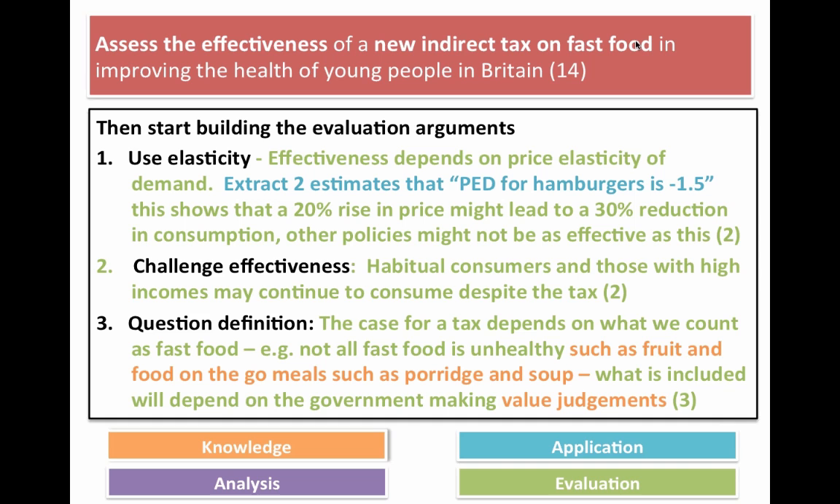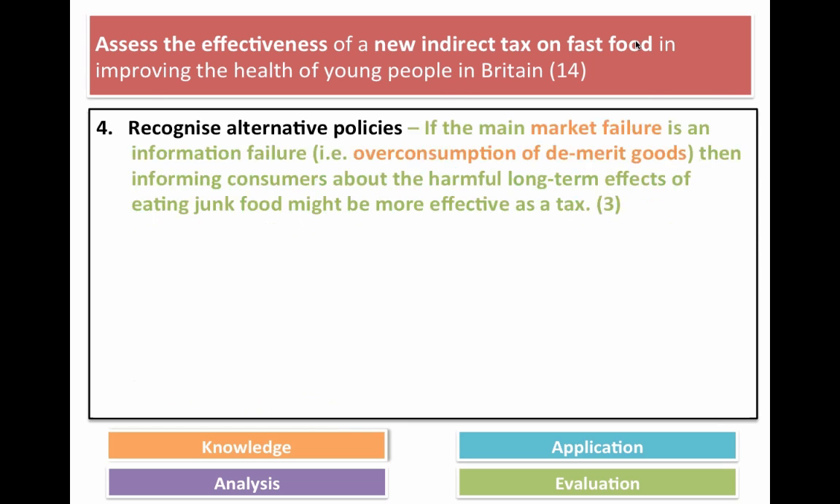So far we've done 3 approaches. Hopefully maybe 1 or 2 of those might work for you. How about an alternative approach? Well, the alternative is to suggest alternatives. Okay, so we're told to evaluate the effectiveness of an indirect tax. Fine, you can challenge the question there and what have you, but what if the market failure isn't actually about the price? What if it's just basically an information failure? What if young people don't understand what they're eating when they go into KFC? Okay, it could be an information issue, and the classic example there is when people overconsume a demerit good.